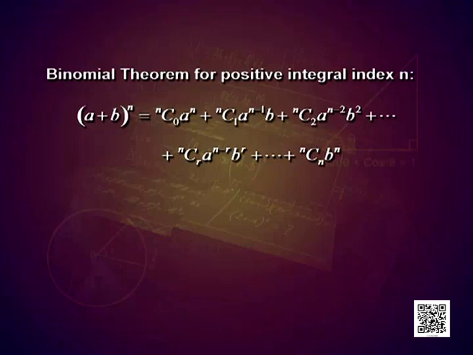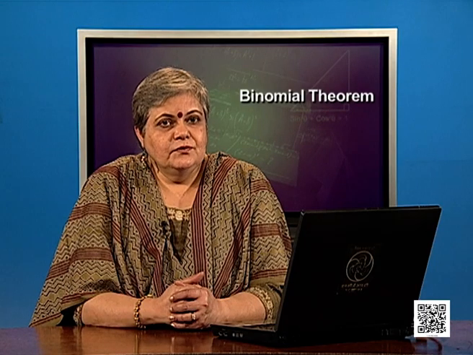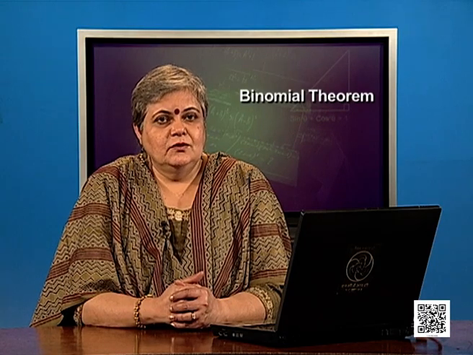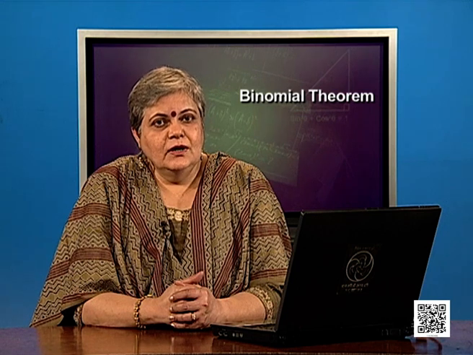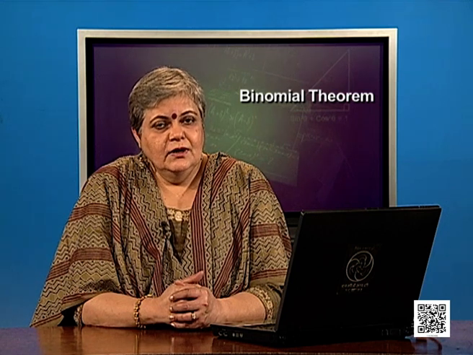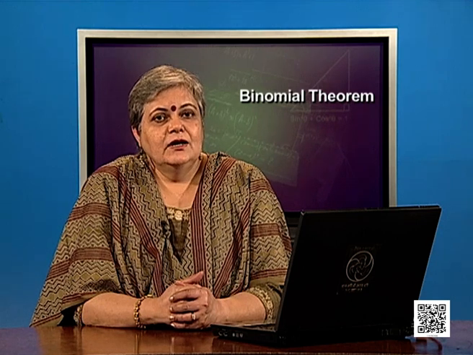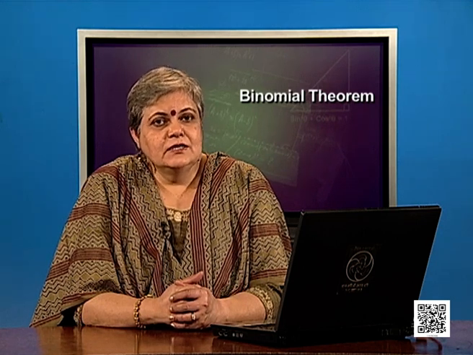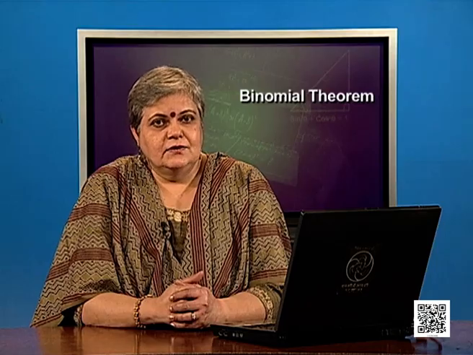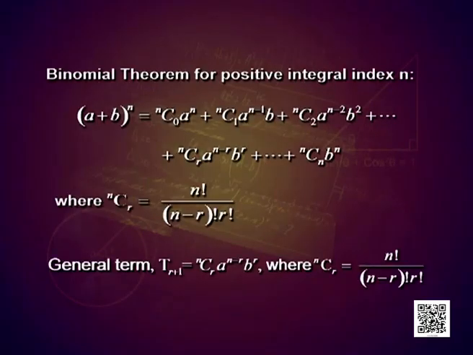That means, here we are expanding with the idea that the powers of a, which is the first term in the binomial, reduce by 1 in each successive term, and the power of b, which is our second term in the binomial, increases by 1 in each successive term. And of course, nCr is nothing but n factorial by factorial of (n minus r) times r factorial.